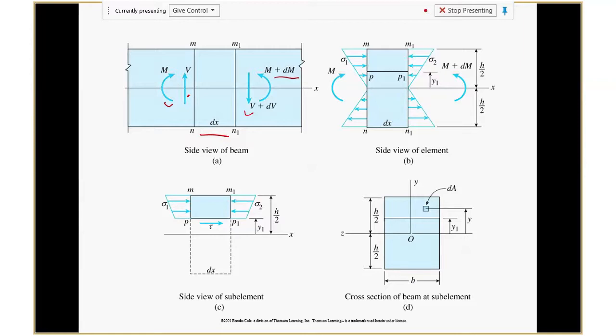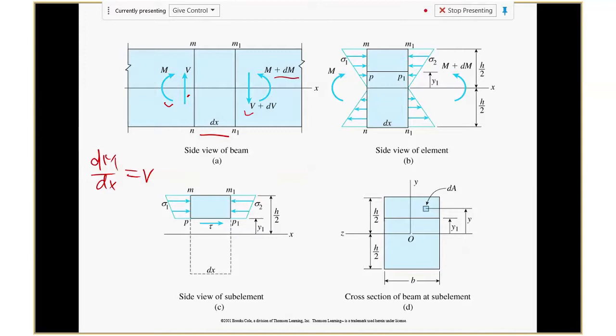Remember this equation, dM/dx equals V. The slope of M equals V. So if V is now not 0, M must be changing. So it's not pure bending. In pure bending, V equals 0 and M is the same everywhere. But in this situation, V is not 0, so M must be changing. Remember that in mind.